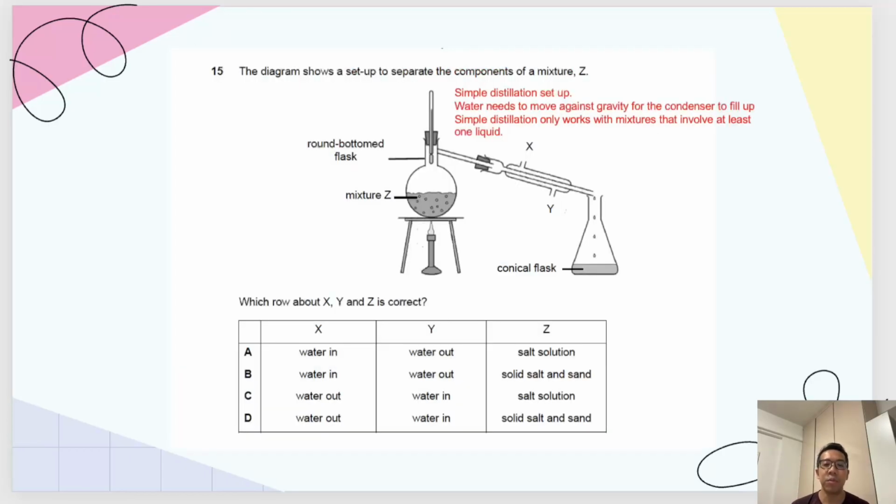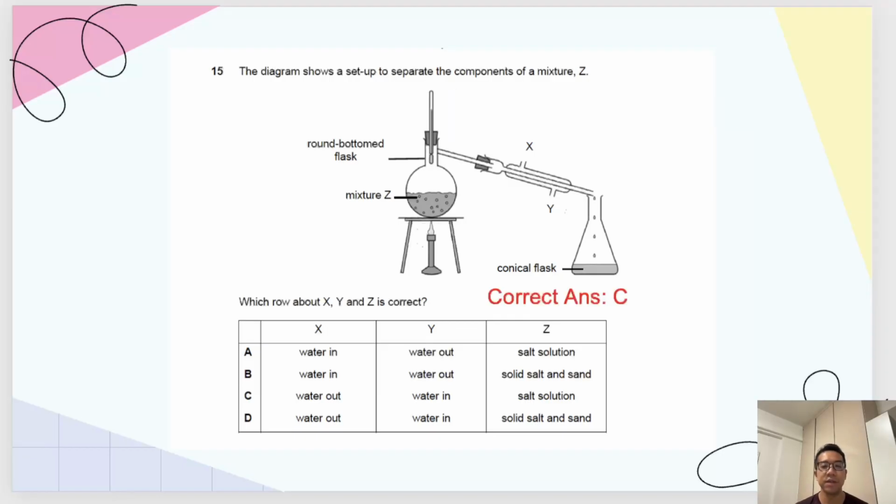So here is a summary of what I have discussed. This is a simple distillation setup and the water needs to move against gravity for the condenser to fill up. Simple distillation only works if one of the components in the mixture is a liquid, which can be captured as the filtrate at the end of the condenser into the conical flask. So your only option here is C.